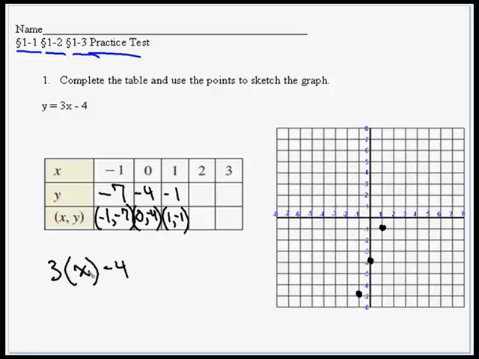Plug in the 2. 3 times 2 is 6. 6 minus 4 is 2. So that point is 2 comma 2. Right about there. And the last point is 3. 3 times 3 is 9. 9 minus 4 is 5. So 3 comma 5. Over 3, up 5.